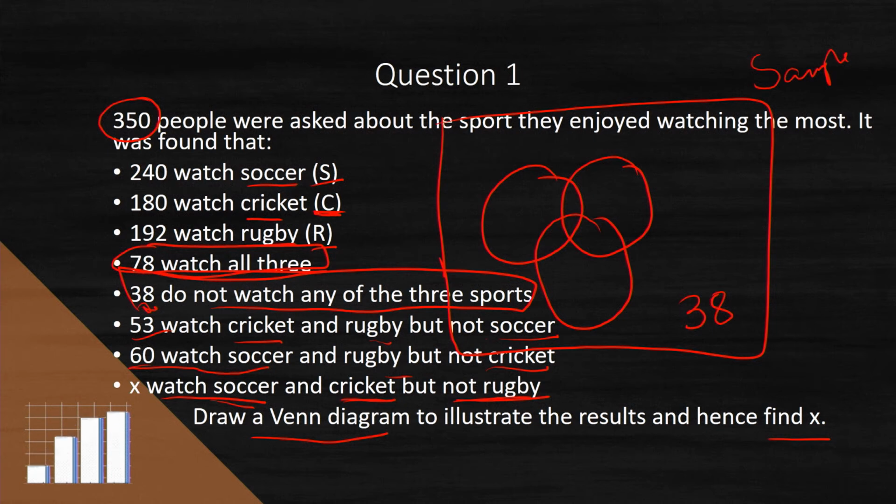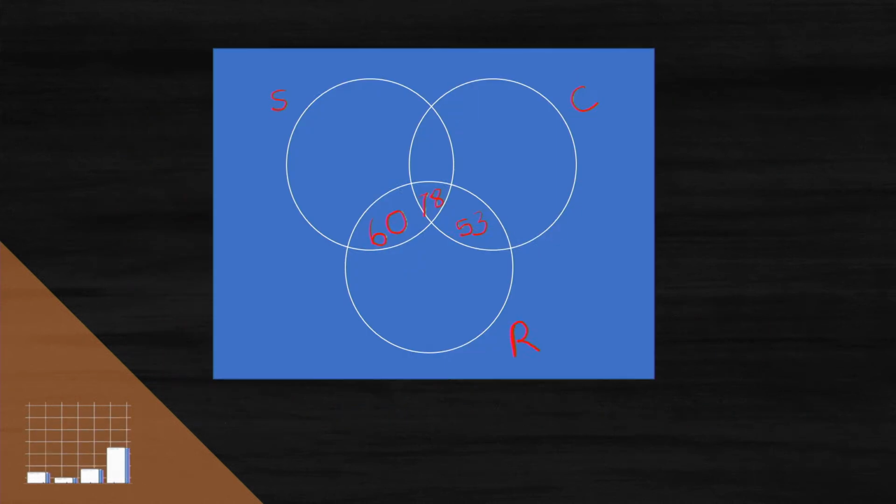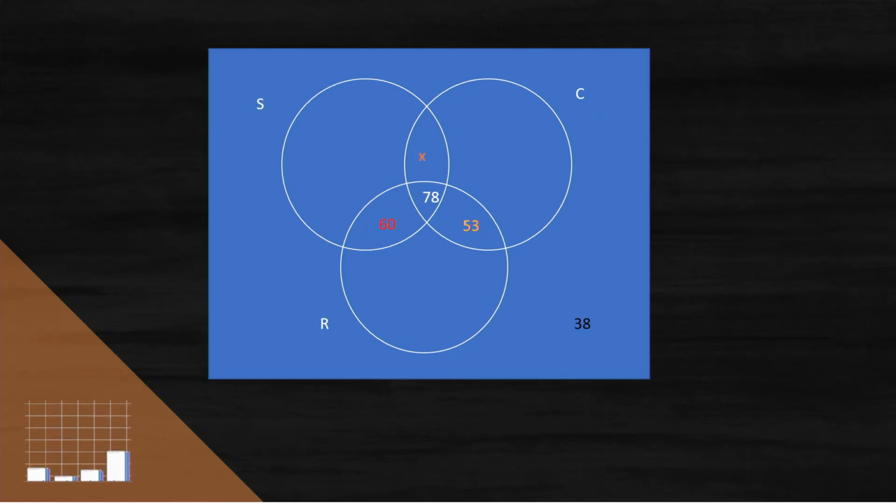And then the last thing they tell you about the intersections is that X amount of people watch soccer and cricket, but not rugby. So that's going to go in the intersection between soccer and cricket. As you see, I started with the intersection of all three. I then filled in the intersections of the two Venn diagrams, each of them with the intersection amounts that they gave me. So you will have a diagram that looks nice and neat like this one here.